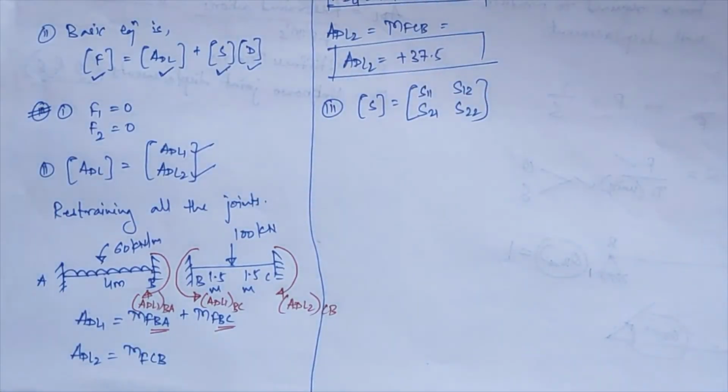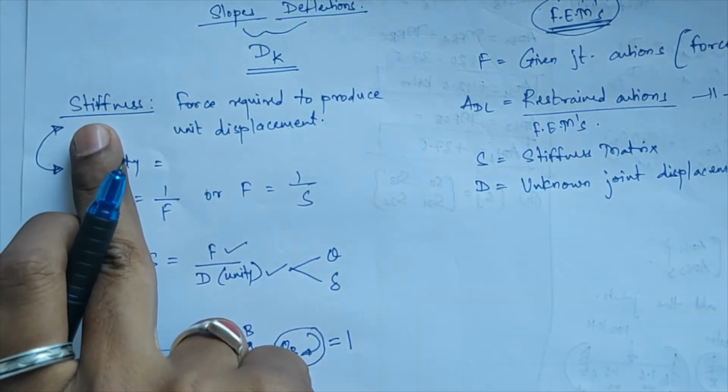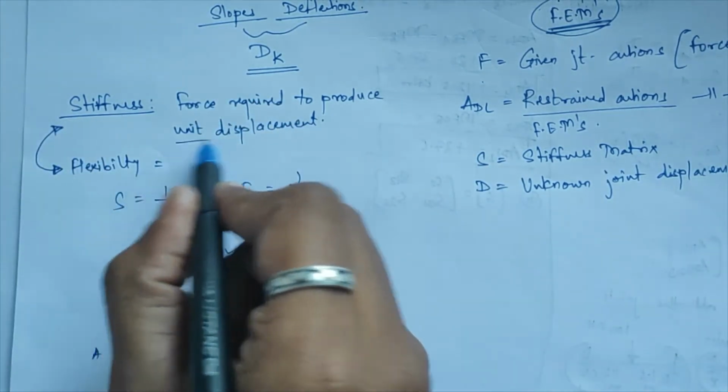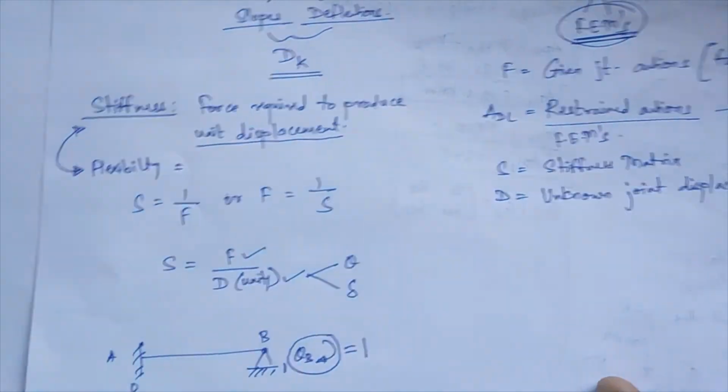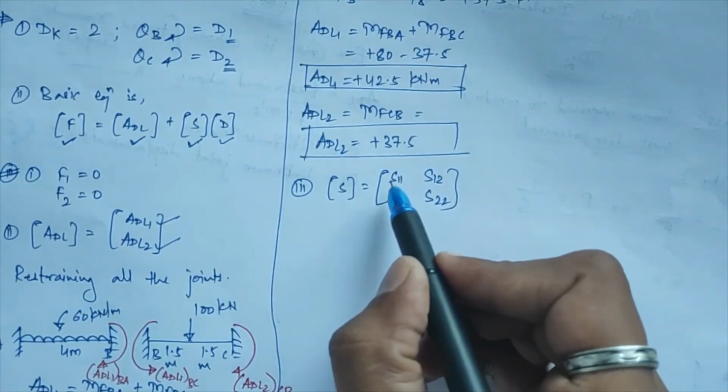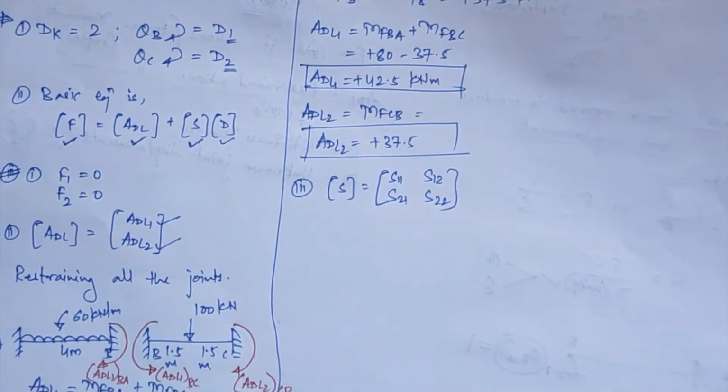Now like in your flexibility matrix method, you are calculating your F matrix over there. In that F matrix, we are applying the unit load at the first coordinate and second coordinate likewise. Right, now here you have to apply the unit displacement at these selected coordinates, because here stiffness is equal to the force required to produce unit displacement. So for this unit displacement, how much force you are getting, that you have to calculate here. Those forces are nothing but S11, S12, S21 and S22.